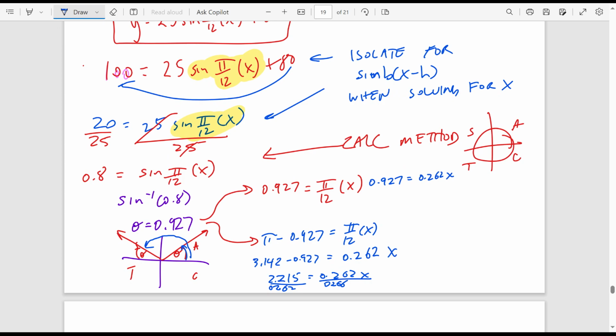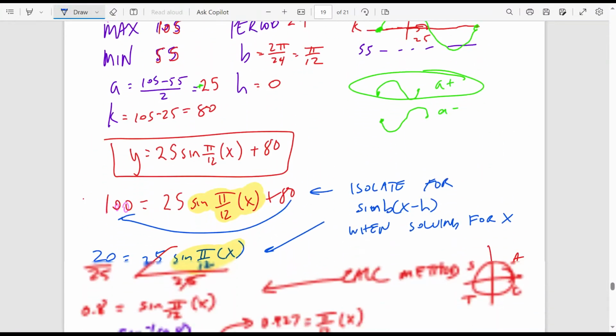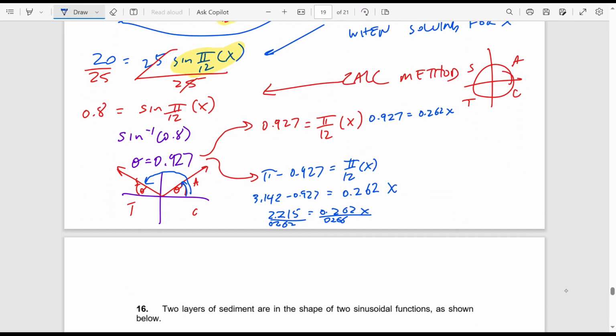Because what did it say? To the nearest tenth of a decimal we're looking? What was the question I asked for? To the nearest tenth. Okay, so let's just round it, here x is equal to 8.5. And then 0.927 divided by 0.262, dividing on both sides, my x is going to be equal to 3.5.